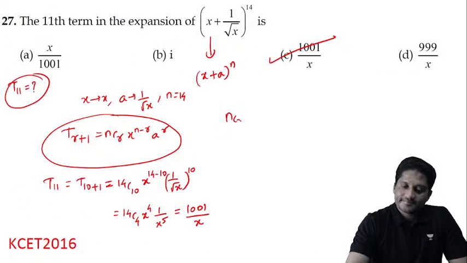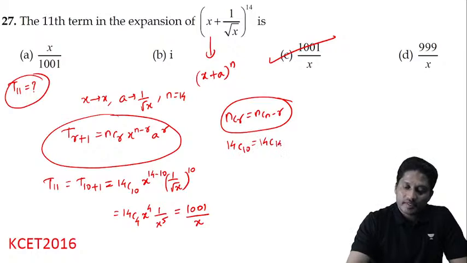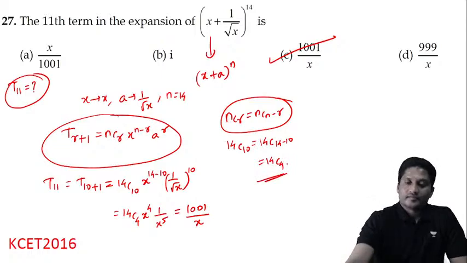NCR is the same as NCN minus R, the complementary combination. That's why 14C10 is the same as 14C(14 minus 10), which is equal to 14C4. Right, now let's move to the next question.